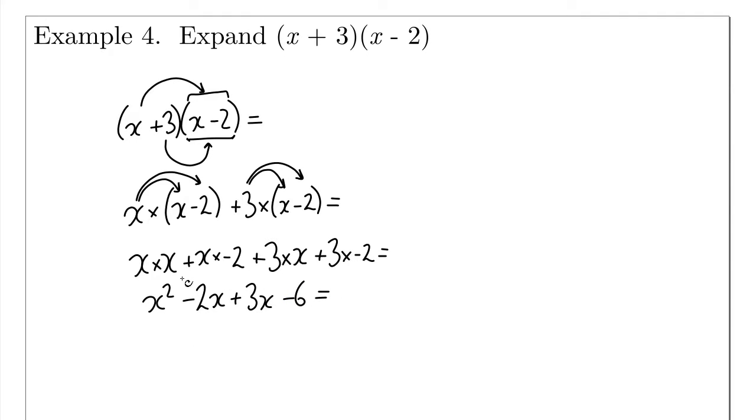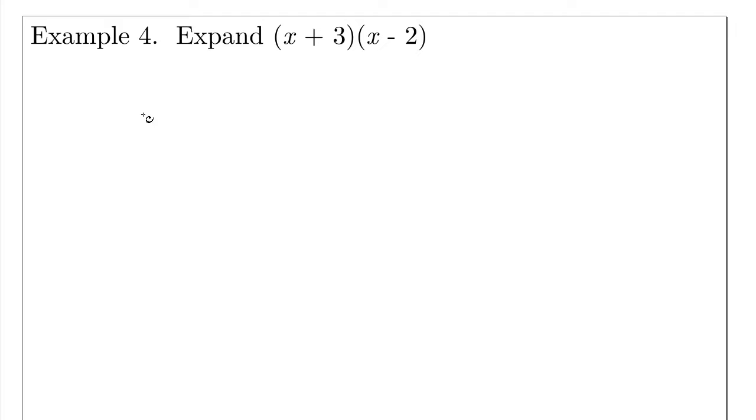The last thing to do is to collect like terms, and again, these two terms in the middle combine. So minus 2x plus 3x gives me plus x, and so the answer is again x squared plus x minus 6.